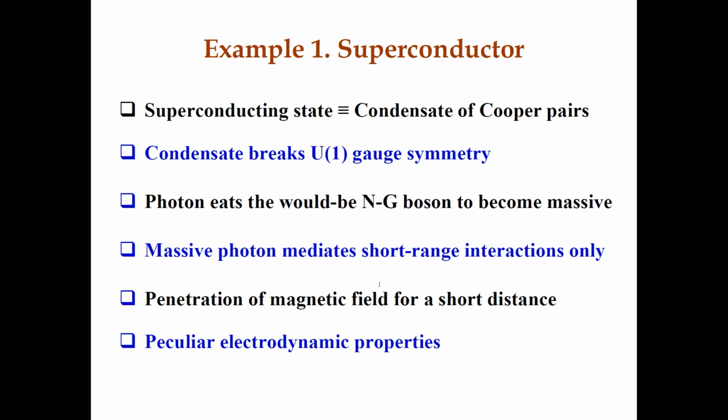They can mediate short-range forces, and that is precisely why you have the Meissner effect, namely the magnetic field can enter into the superconductor only for a very small depth called the skin depth, perhaps lambda, right? And you also have the peculiar electrodynamics of a superconductor, precisely because you have massive photons that arise from the spontaneous breaking of a U(1) gauge symmetry.